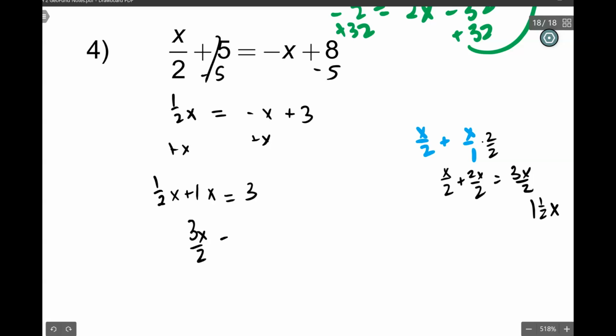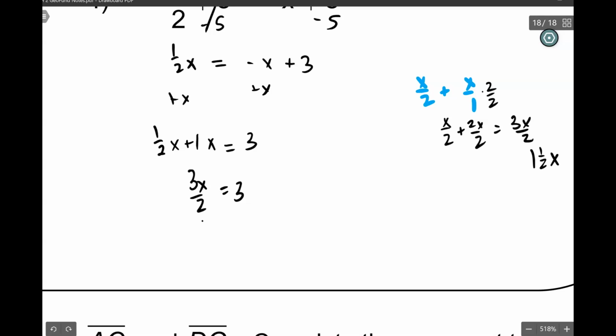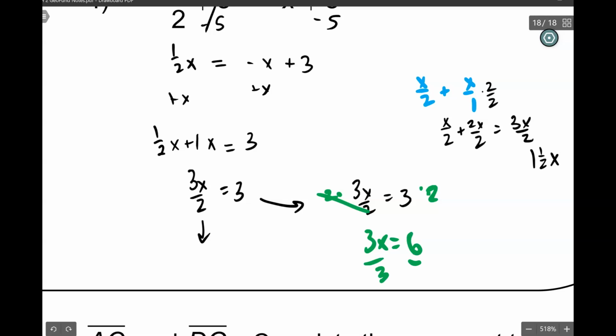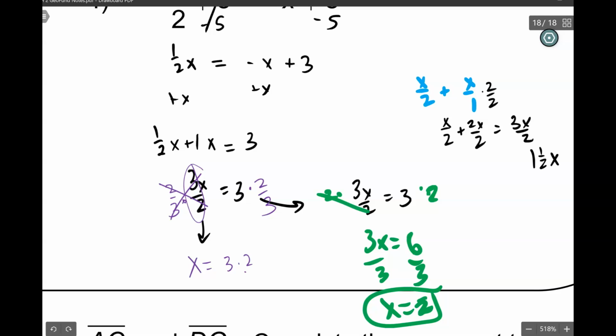All right, equals 3. So I could do this in two ways, right? I'm going to show you two ways. So if 3x over 2 equals 3, you could multiply by 2 on both sides. The 2 goes away. I have 3x equals 6. Divide by 3. I get x equals 2. Or I could go through and multiply by the reciprocal. Instead of saying 3 over 2, I multiply by 2/3. Because the 2 and the 3 cancel out, I'll be left with x is equal to 3 times 2/3. The 3 goes away, and I'm left with an answer of 2, which is the same thing. I did two things in one time.